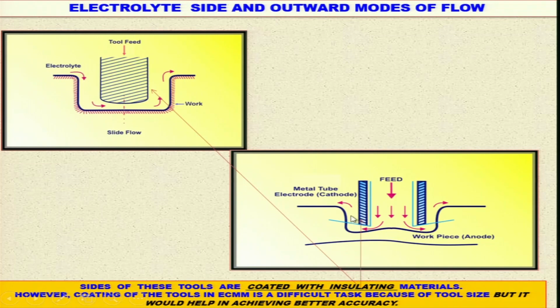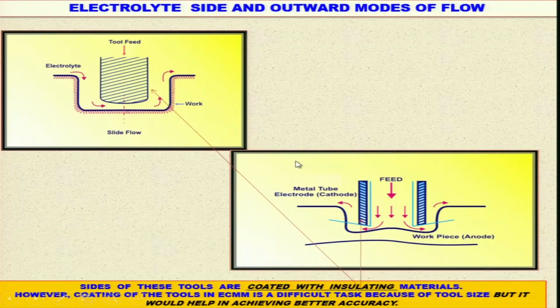These insulations are there, but note carefully that this is basically for the ECM process, because you have the supply of the electrolyte through the tool and it goes out from here. In the case of the ECMM process, you cannot easily have such a hole inside the tool, so that is avoided.